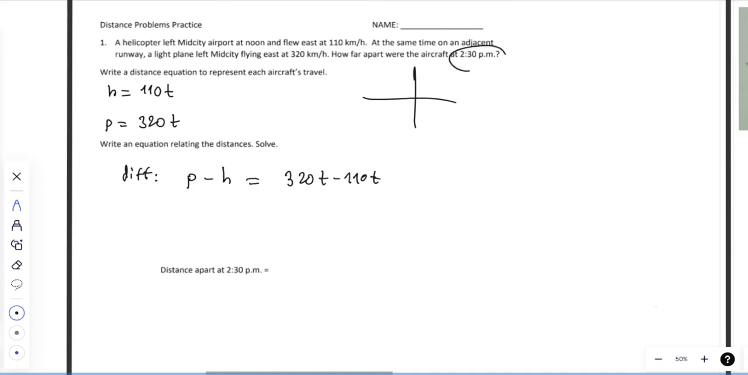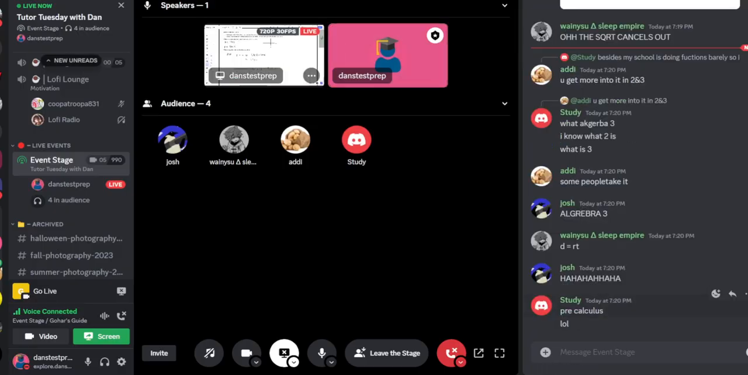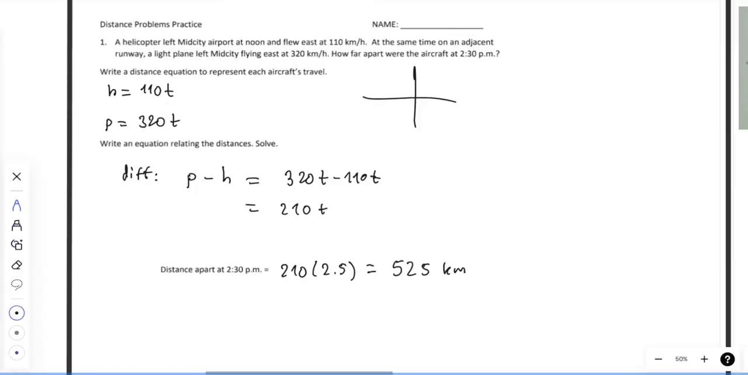And specifically at time equals 2:30, that's 2.5 hours. That's going to be 210t. The distance at 2:30 p.m. is going to be 210 times 2.5. Should be, I think, 525 kilometers. Make sense? Yeah, d equals rt. Distance is equal to rate of travel times the time traveled.